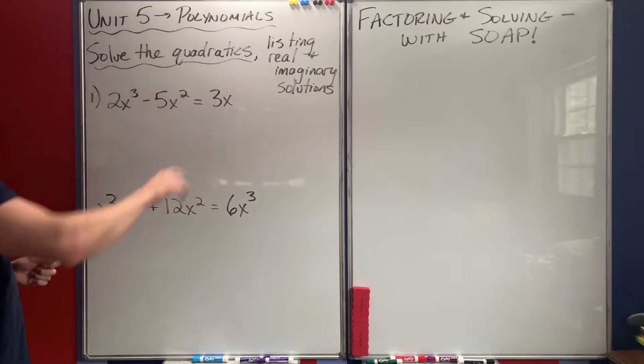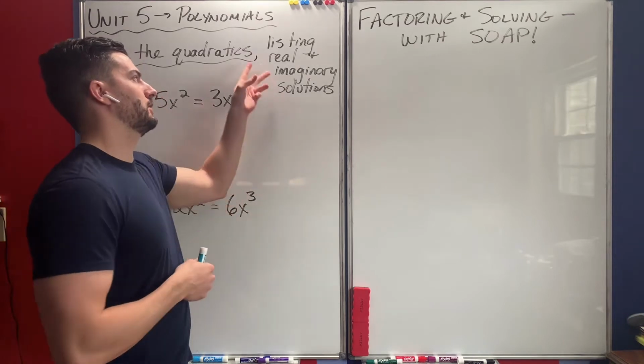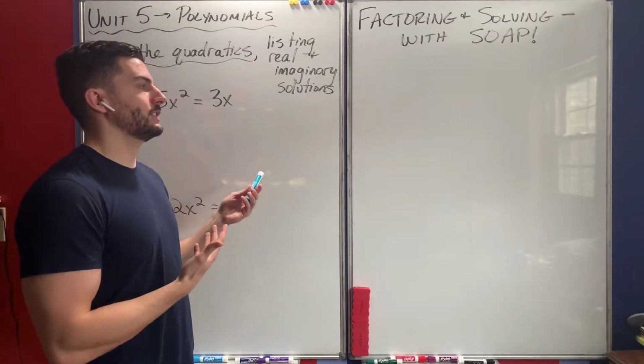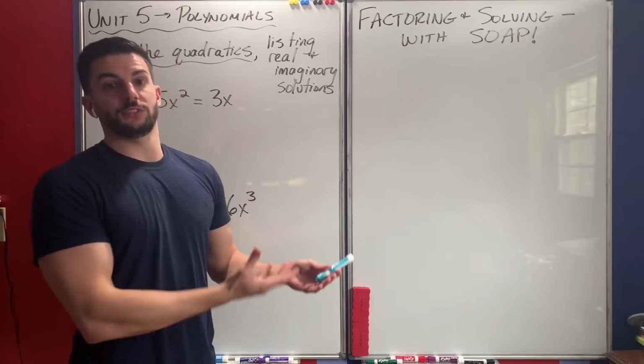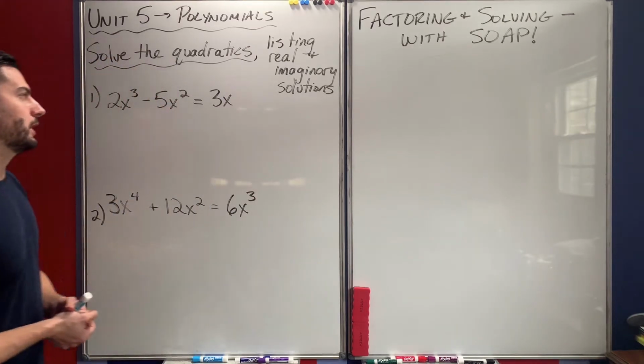Okay, so the directions say solve the quadratics listing the real and imaginary solutions. Remember what these words mean. Real is just like a normal number. And then imaginary solutions are when we have those negative radicals, we write it in terms of i, right? Like plus or minus 2i or whatever, right?